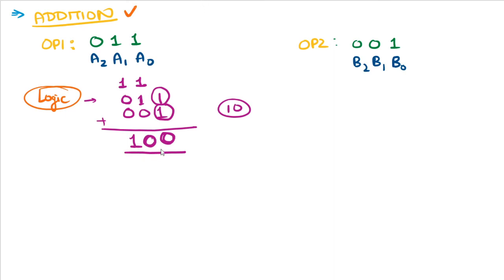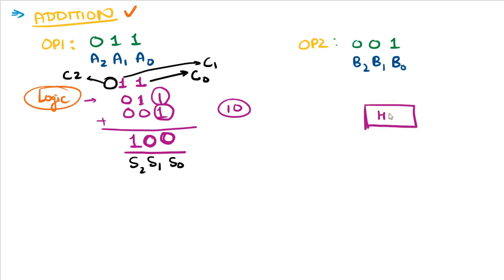Let's do the nomenclature for that as well. Let's suppose this is S0, S1, S2. Let's take this as carry 0 and this as carry 1, and if we have any carry here, let's call it carry 2. We will follow this format. And let's suppose we have small units of half adders and full adders.